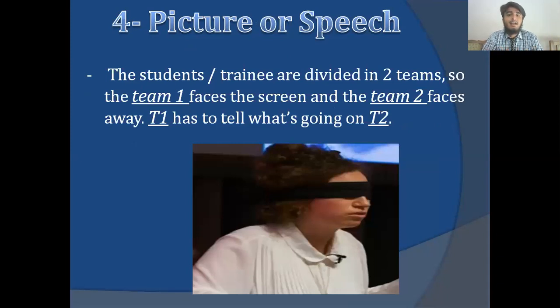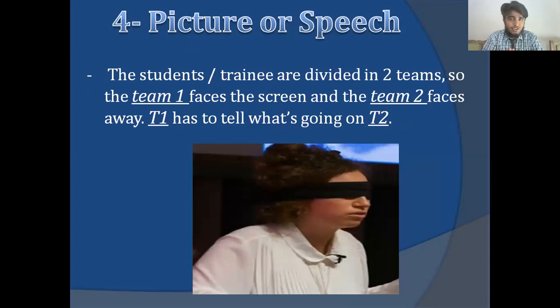Students, trainees are divided into two teams. The team one faces the screen and the team two faces away from the screen. T1 has to tell T2 what's going on. Here are the students, the learners, the trainees.